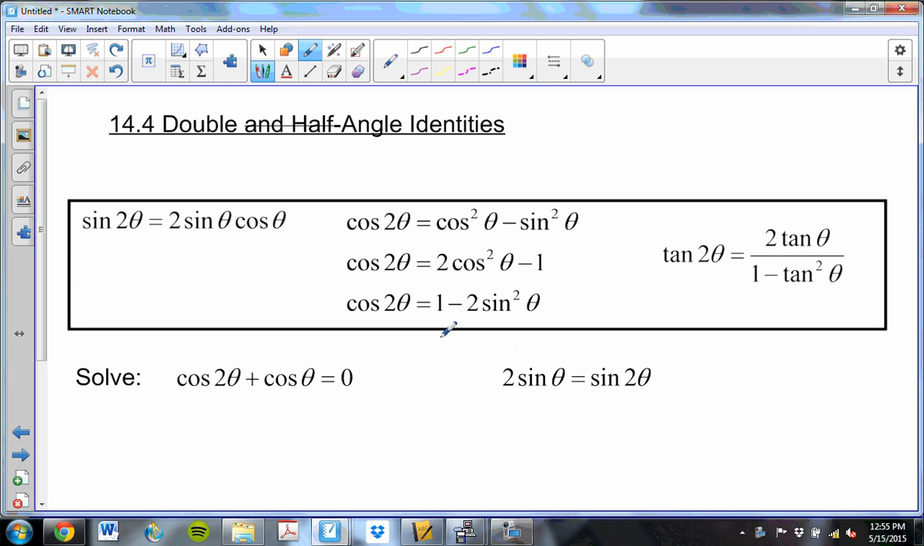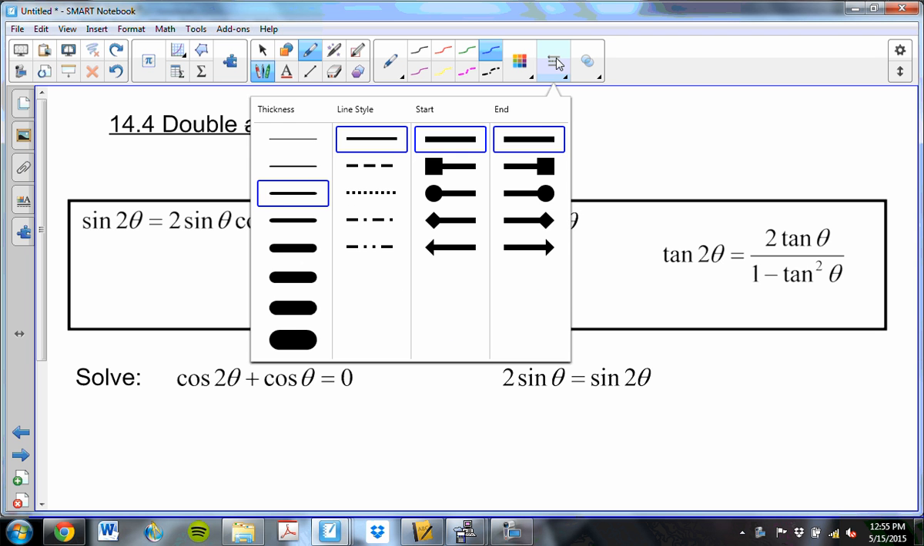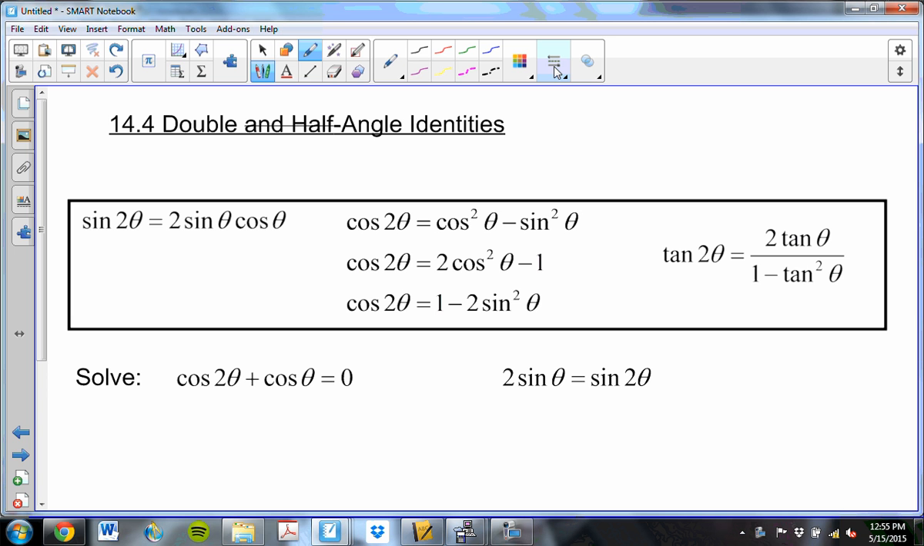This is section 14.4, which is double angle identities. The book also has half angle identities, but we aren't going to deal with those at all in this class. We'll leave that for pre-calc. If you have a sine of 2 theta or a cosine of 2 theta or a tangent of 2 theta, that means you're taking your angle theta and doubling it whenever you plug something in.